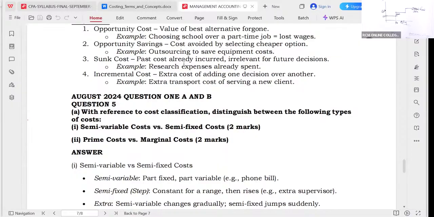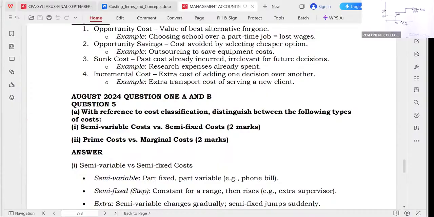August 2024. Question number 1A and B. With reference to cost classification, distinguish between the following types of costs: semi-variable costs and the semi-fixed costs. What you're supposed to know is that whenever you see semi-fixed, that is the same as the stepped fixed costs. Those ones that remain the same over some range, beyond which they increase in lump sum.